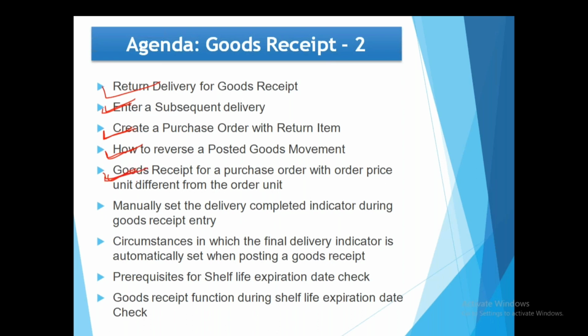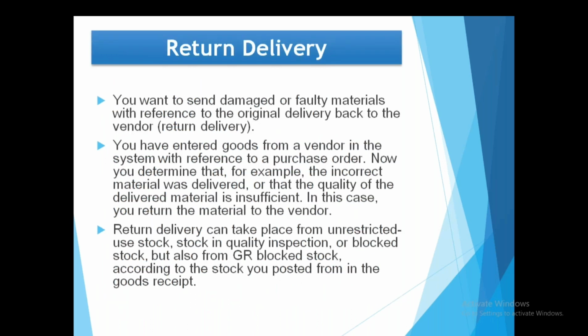from the order unit. Manually set the delivery completed indicator during goods receipt entry. Circumstances in which the final delivery indicator is automatically set when posting a goods receipt. Prerequisites for shelf life expiration date check. Goods receipt function during shelf life expiration date check. So these are the topics we will be covering in goods receipt part 2. So we'll start with return delivery.